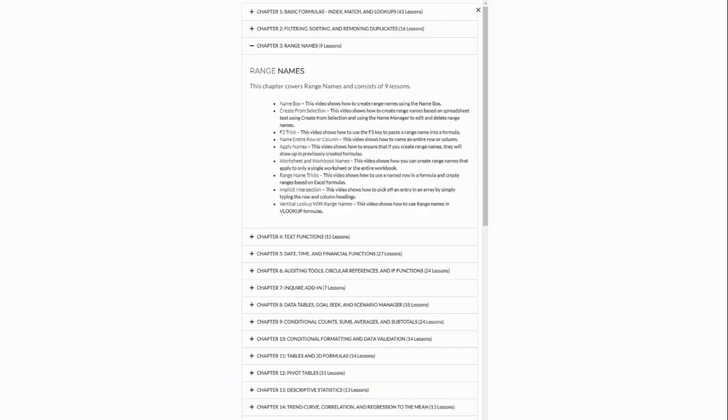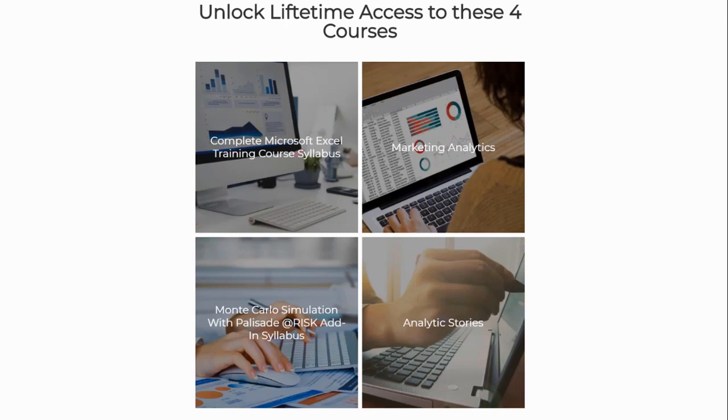Because I'll go back one here, you're not just getting one course; you're getting 4 courses. The top left one here, the complete Microsoft Excel course, is from his book that he's been writing for Microsoft. His marketing analytics course is from his marketing analytics book, and his analytics stories course is from his analytics stories book. And then the Monte Carlo simulation with Palisades is a very advanced course, and you would need the @Risk add-in to be able to follow along.